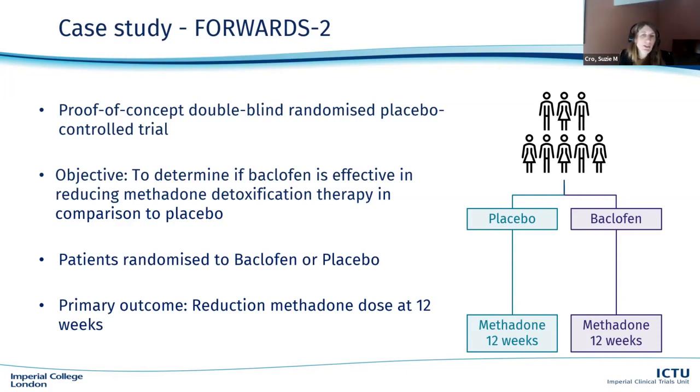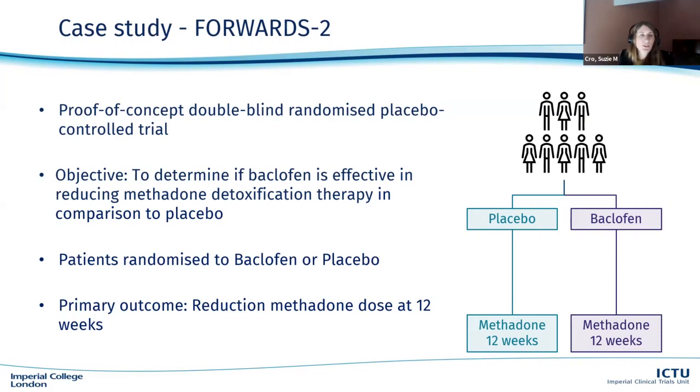So in the trial, patients will be randomized to take baclofen or placebo alongside their usual detoxification treatment. The primary outcome is the reduction in the methadone dose at 12 weeks. If this proof of concept study shows baclofen is potentially beneficial, then a subsequent larger definitive phase 3 trial will be designed, and this will have the ultimate outcome of abstinence.